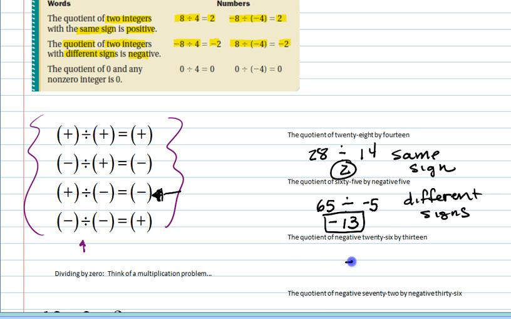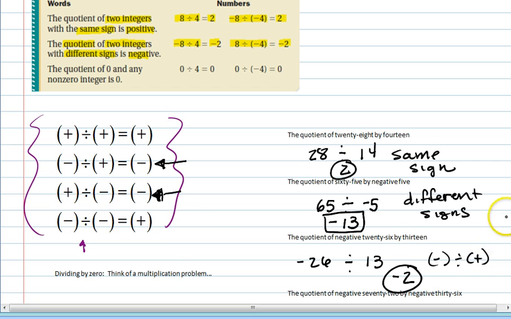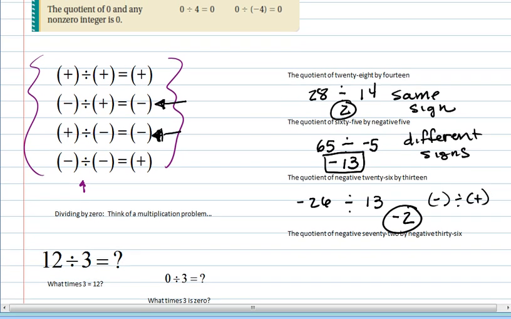Next problem is the quotient of -26 by 13. I'm looking at this particular rule. Go ahead and do my division. 26 divided by 13 is 2. Because they're different signs, I'm going to make it -2. So here I have a negative divided by a positive. They're different signs, so my answer is negative.